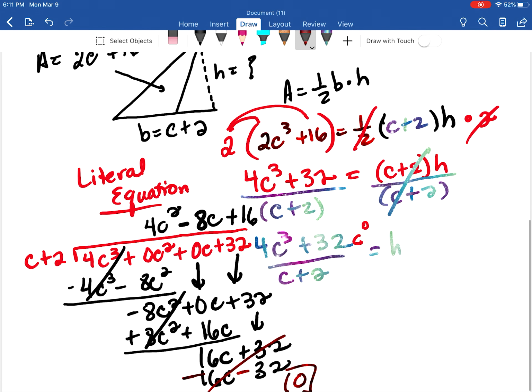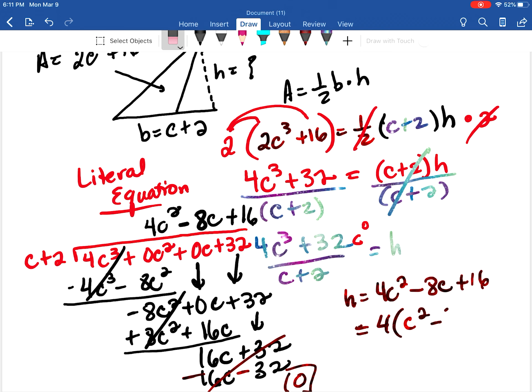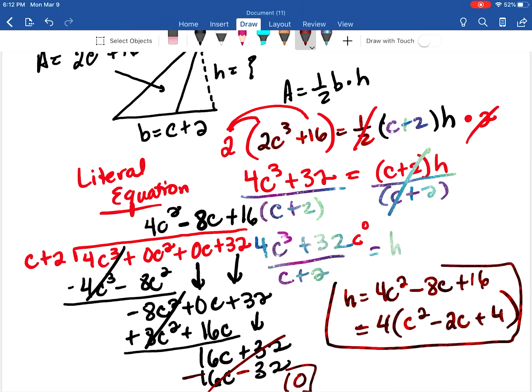So in the case of this triangle, my height is equal to 4c squared minus 8c plus 16. You can either say this, or you can technically take out a 4 which would leave me 4 times c squared minus 2c plus 4. And that would be my answer.